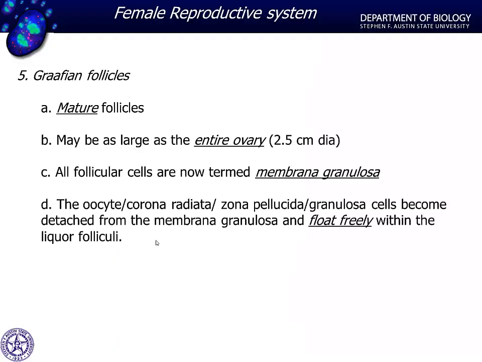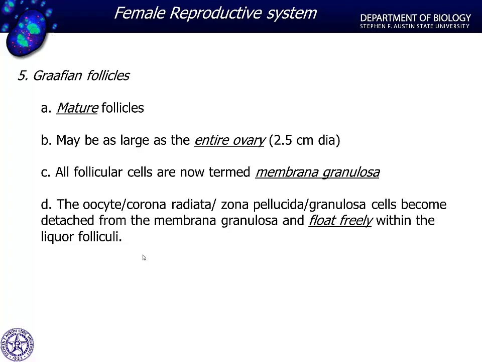And that then is going to lead us to this Graafian follicle stage. This is the mature follicle. And again, it may be as large as the entire ovary, maybe 2.5 centimeters in diameter. So all of our follicular cells now are either going to be corona radiata cells, cumulus oophorus, or what we call membrana granulosal cells. They're going to define the boundary of our antrum.